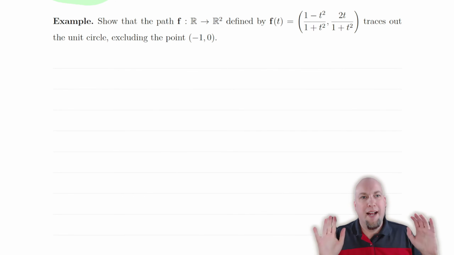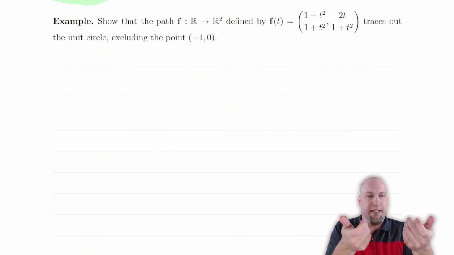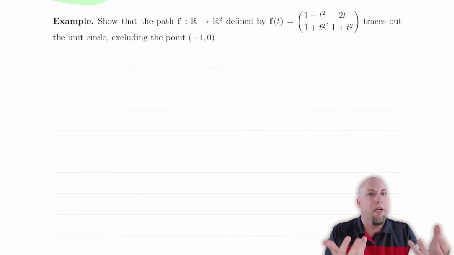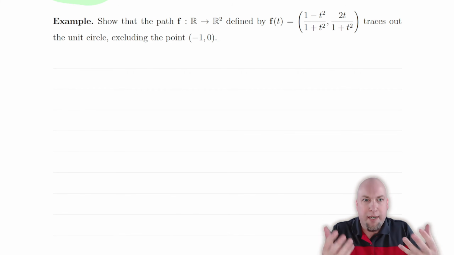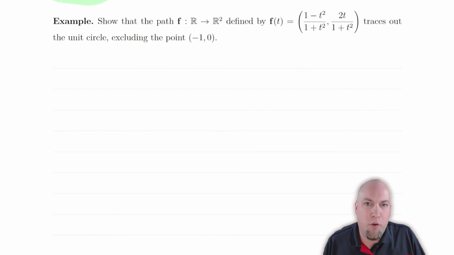So how could we convince ourselves that this is actually true? Because this looks very not obvious. If the entries were cos of t and sine of t, you'd say, oh yeah, unit circle. That's not what's going on here. Here I've got some other parameterization of the unit circle. How can I really convince myself that it is tracing out the unit circle, again, except for this point?